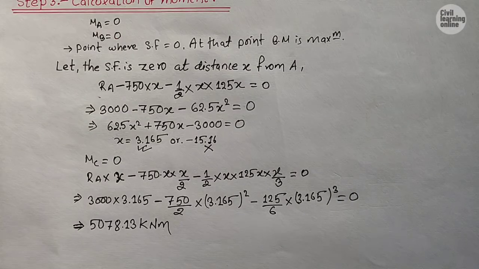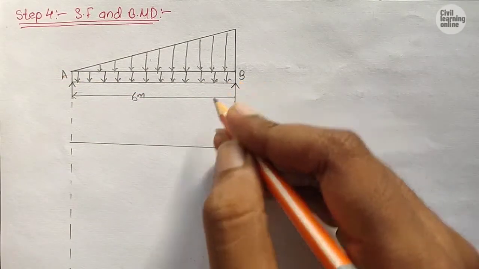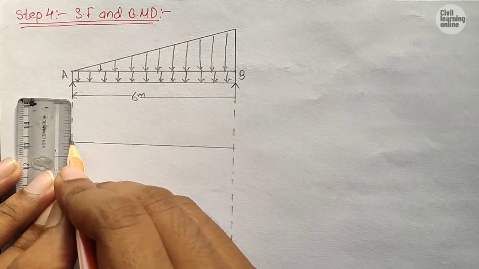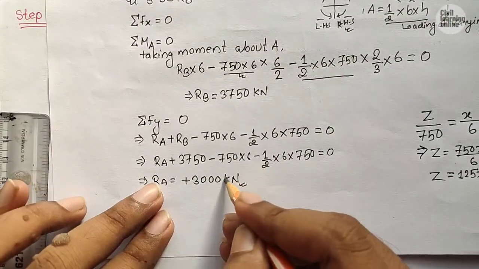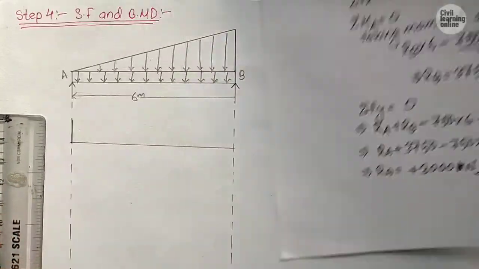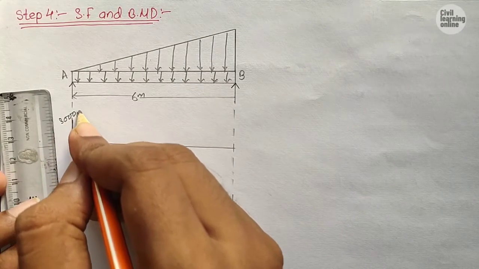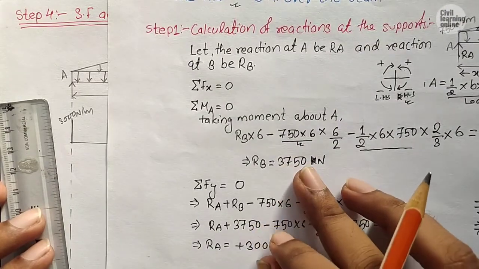Now let us draw the shear force and bending moment diagram, which will be the final step of this video. Guys, this is our end A and this is our end B, and we have calculated the reaction at A as 3000 Newton, because our loading was in Newton. I have mistakenly written it as kilonewton. It will be Newton because the given load is Newton per meter, so sorry for this. And the reaction at B is 3750 Newton.